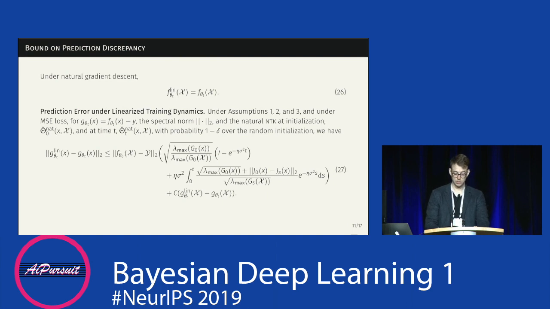To answer this question, we point out that due to the fact that the function space training dynamics are linear in f on the training points, we can show that the evolution over training points under the linearized model and the non-linearized model are in fact the same. This is what's shown in equation 26. Now, this insight in turn allows us to derive a bound on the discrepancy between the predictions from the solution to the linearized dynamics model and the non-linearized dynamics.